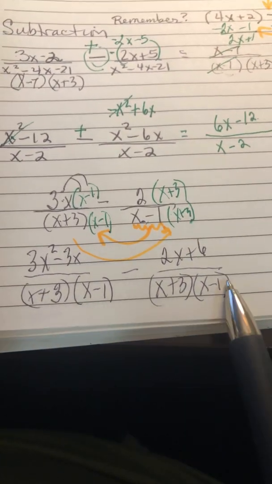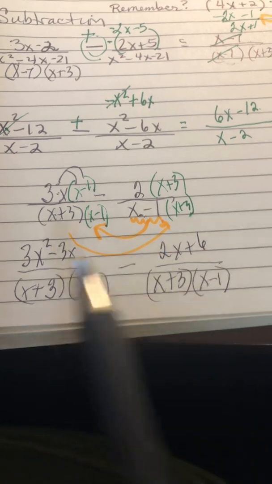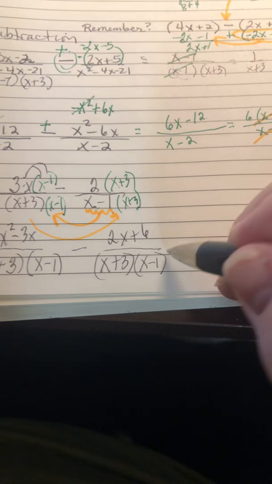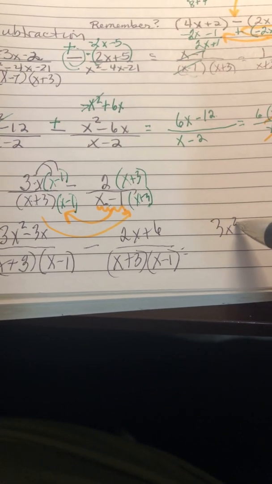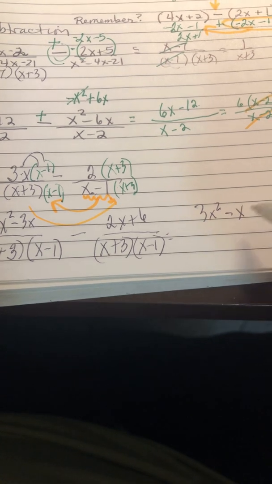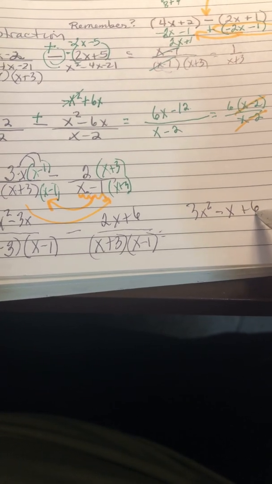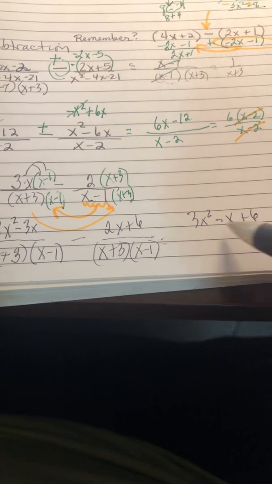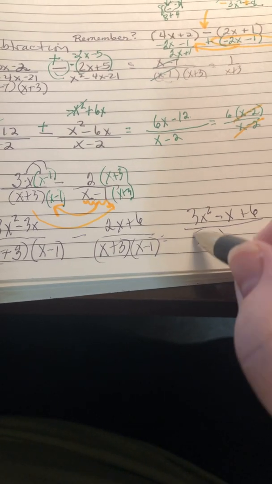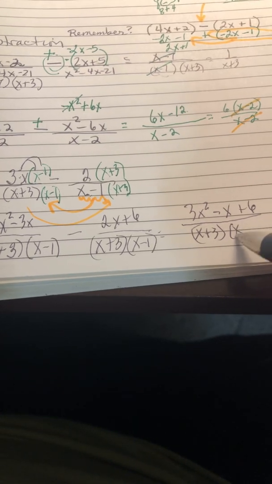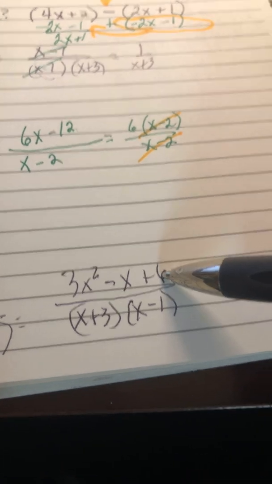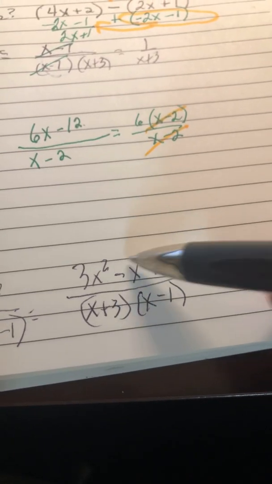So now that it has the common denominator, we're going to combine the stuff that's on top. So I have 3x squared, and I ended up with a negative 1x, and I have a plus 6. And then that's over that common denominator that we created. Now we want to see if this can be factored. And it can't be. This top part happened to be prime.